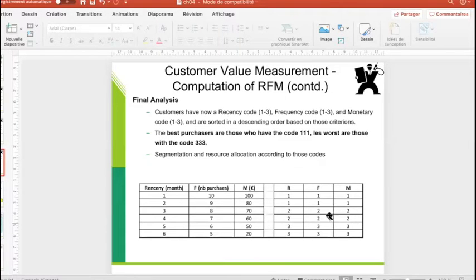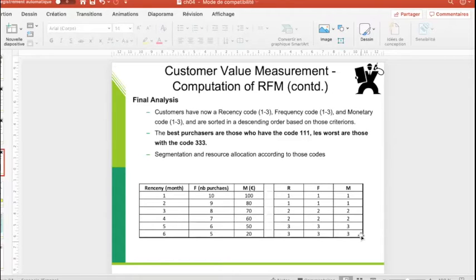Now we have the RFM table in the database. So we have created 3 new variables: RFM, recency, frequency, monetary amount. And now your best purchasers are those with the code 111. The worst customers are those with 333. Now you have an easy score which you can use to segment your customers according to value. Platinum or top customers are the 111 group. The least valuable customers, the ivory customers, are the 333.